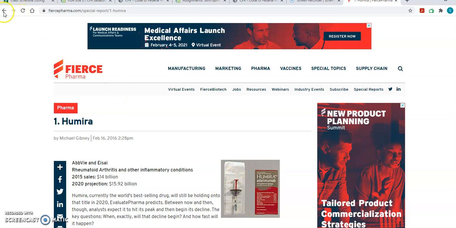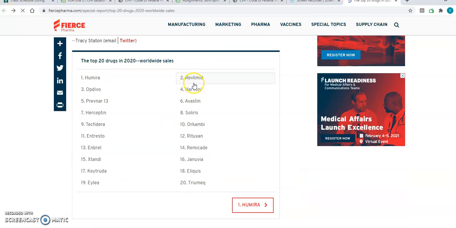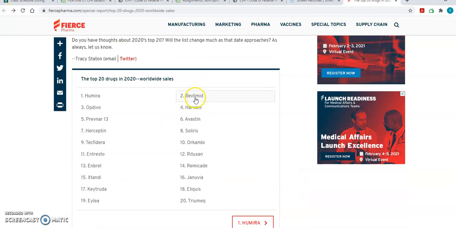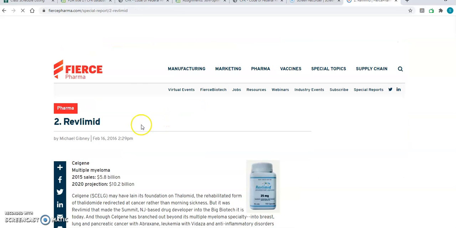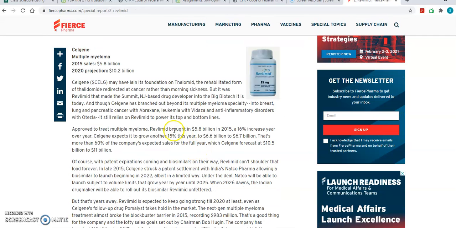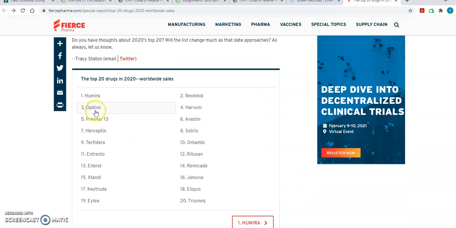And how about the number two drug? What is that? Number two was what? Revlimid. If you click on it, sold by Celgene, $5.8 billion in year 2015, and in 2020 they made $10.2 billion. What kind of drug is that? It's an anti-cancer drug, for multiple myeloma, skin cancer. So you can take this, it's a pill-based drug, an enteral drug. That's the number two drug. And then number three was what?